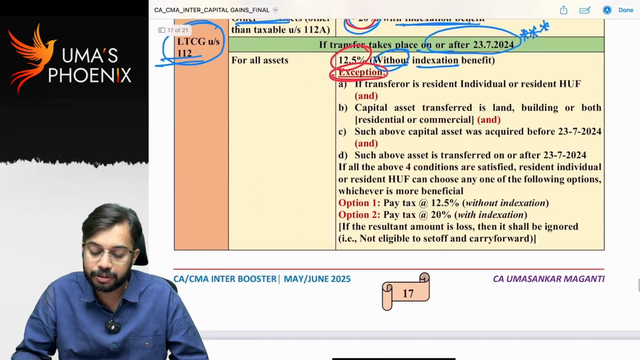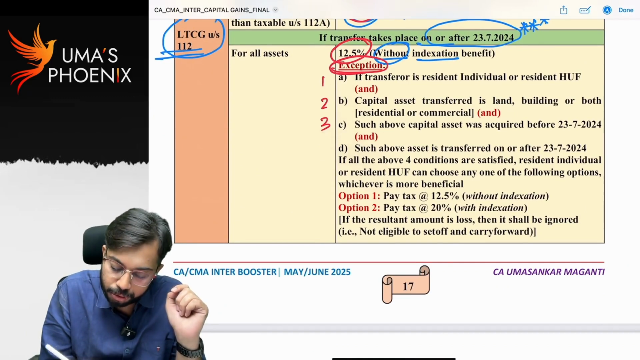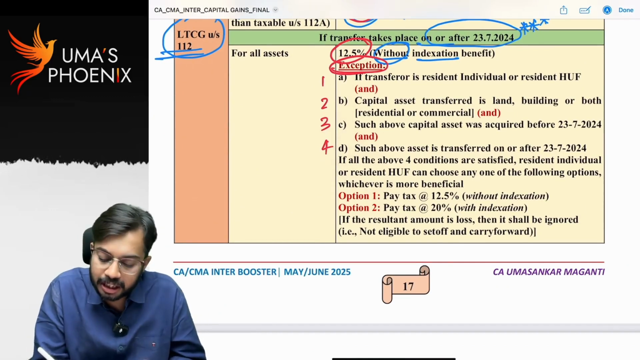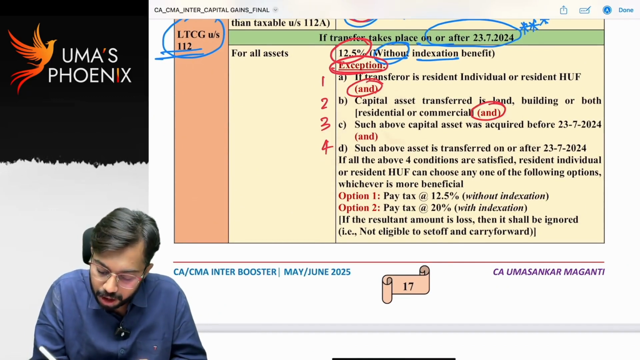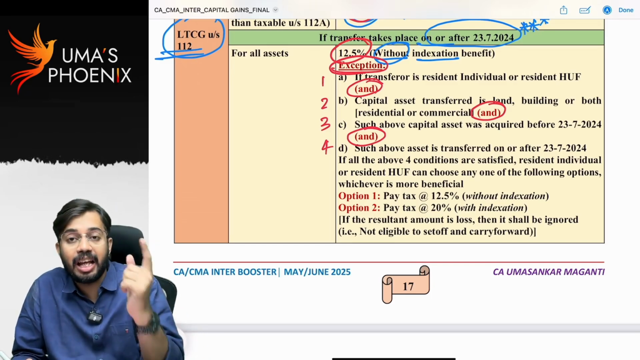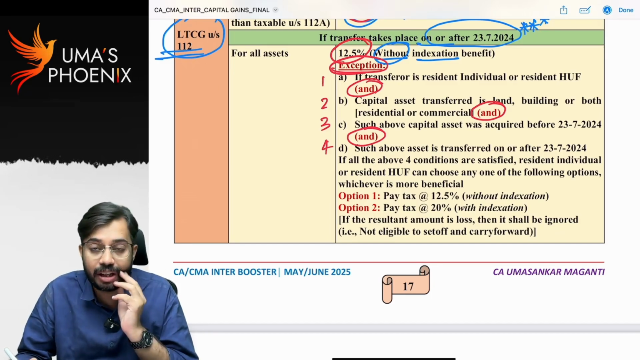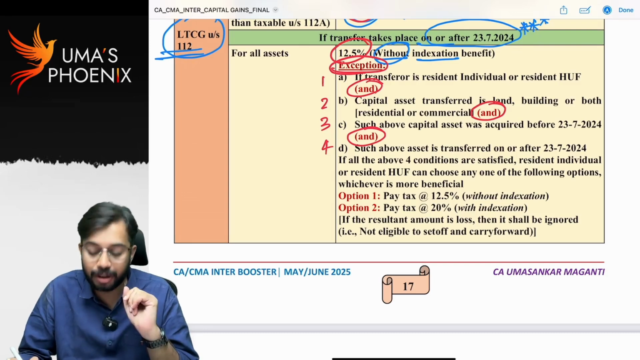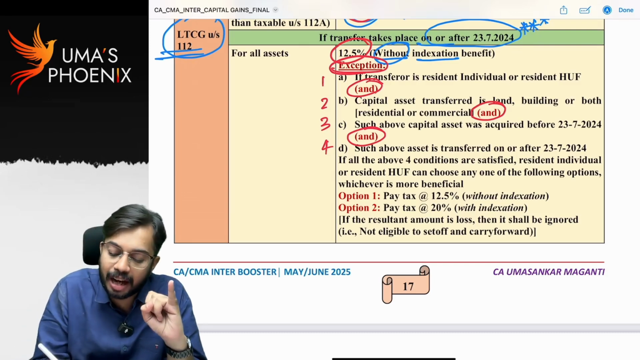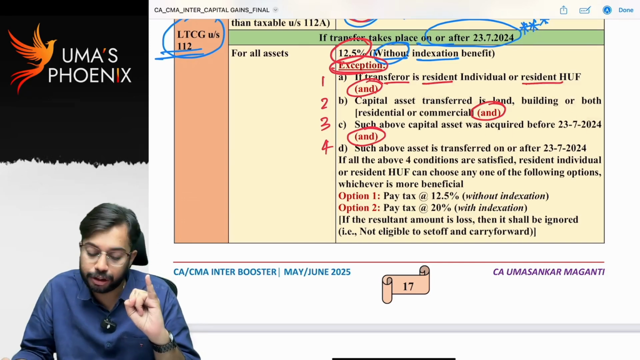What is that one situation? Let us see. Here there are 4 conditions. 1, 2, 3, 4. Conjunction is and. If all these 4 conditions are satisfied, then even though capital asset is transferred on or after 23rd July 2024, still indexation benefit is available. Are you able to understand? First, who is the transferor? Transferor should be resident individual or resident HUF.